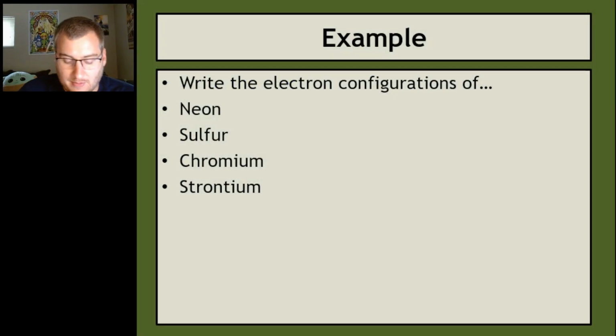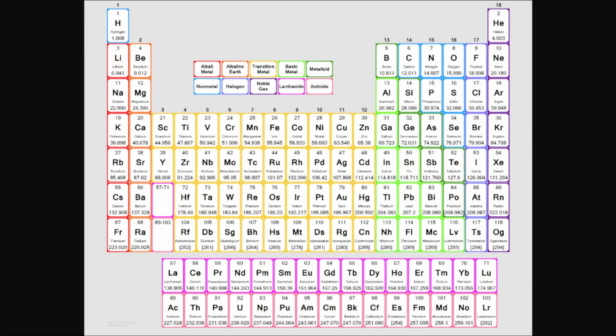All right, for those last 2 examples, I have chromium and I have strontium. If you feel okay about this and you want to pause the video to try these 2 real quick, that's fine. Okay, find them on the periodic table. Chromium is number 24, meaning it should have 24 electrons. Right? It's right here in the middle. So you're just going to follow from the beginning.